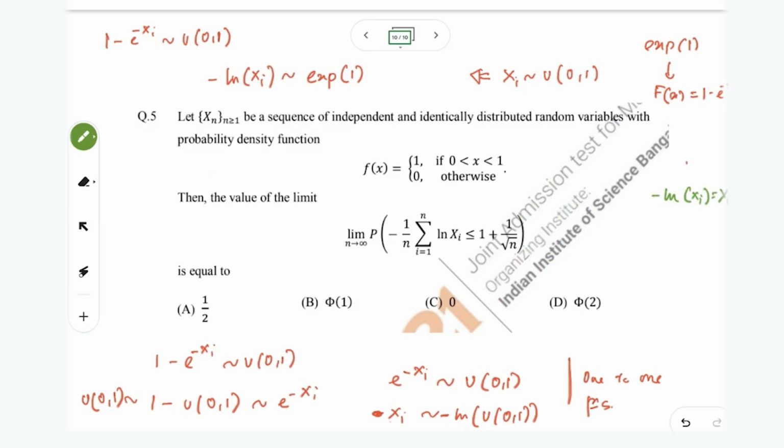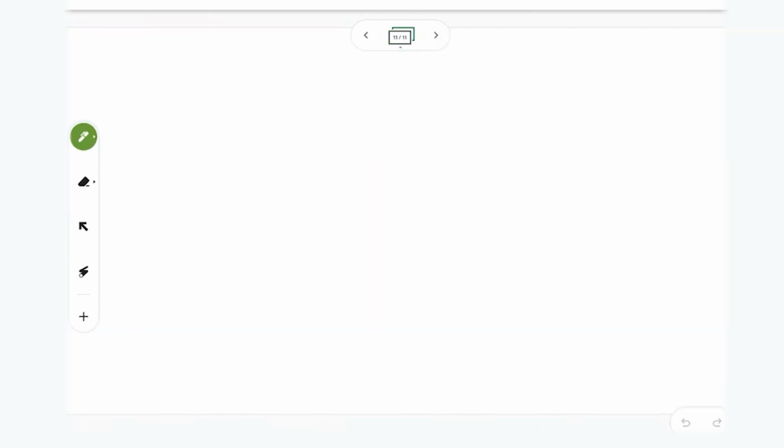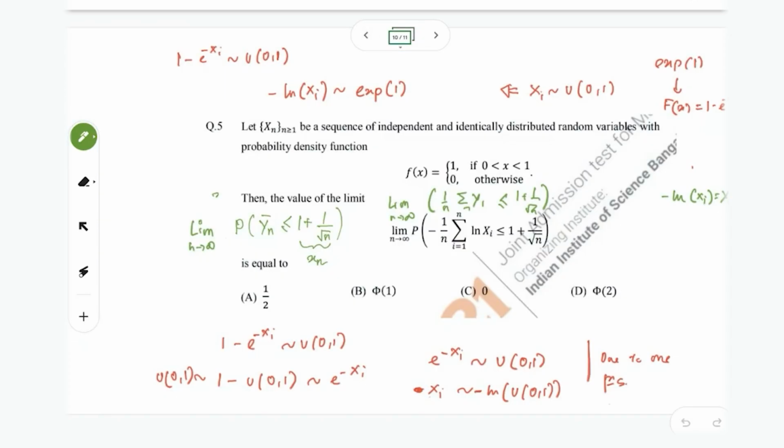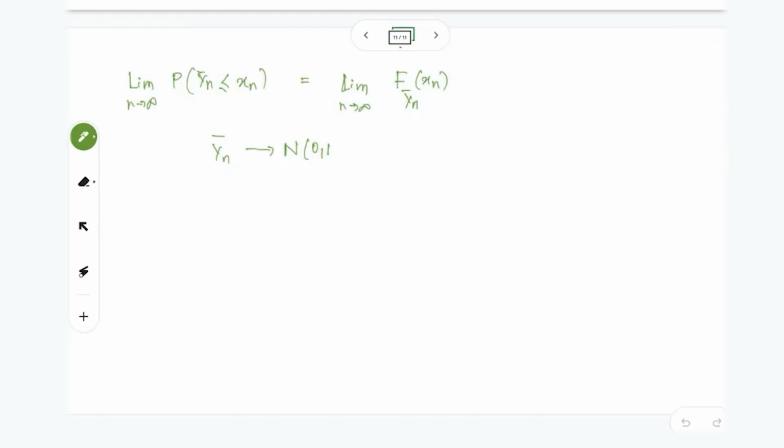So this expression is nothing but the limit as n tends to infinity of 1 by n summation of i from 1 to n yi. So this is nothing but yn bar, and this is something like xn. By the central limit theorem, this is nothing but the limit of F of yn bar at xn, right? Now we know that yn bar converges in distribution to normal 0, 1. So we need to make some changes here so that it turns out to be normal 0, 1.